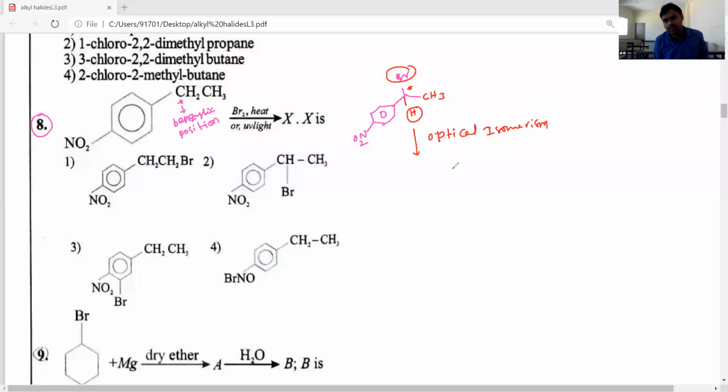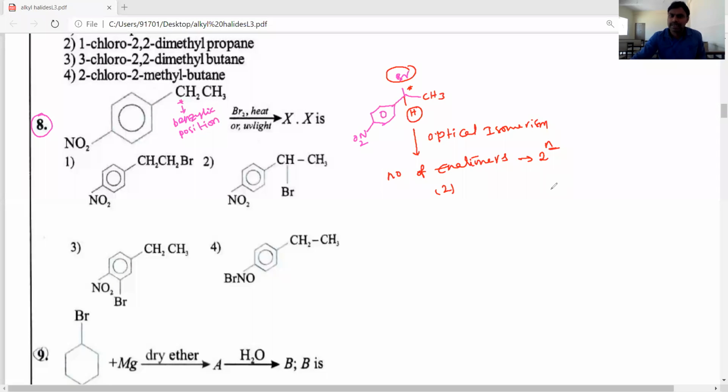So how many optical isomers or enantiomers will form? Number of enantiomers, how many will form? 2 will form. Why are 2 enantiomers present? Because one asymmetric carbon, or one chiral carbon, is present. The number of optical isomers is 2, because the formula for the number of optical isomers or enantiomers is 2 power n, where n indicates the number of chiral carbons or asymmetric carbons.